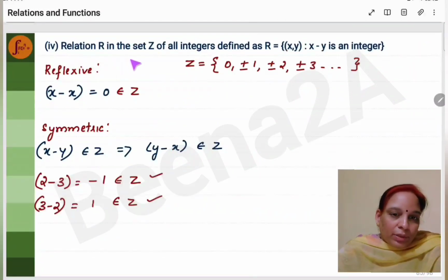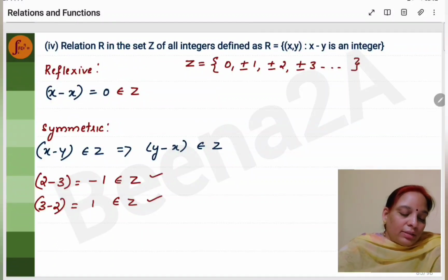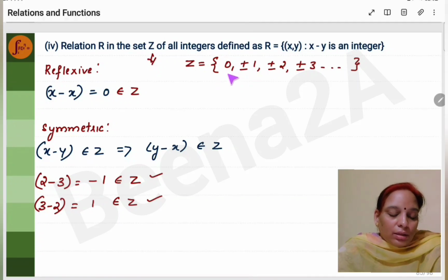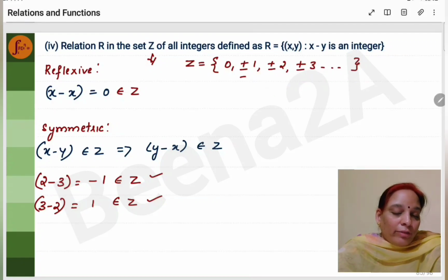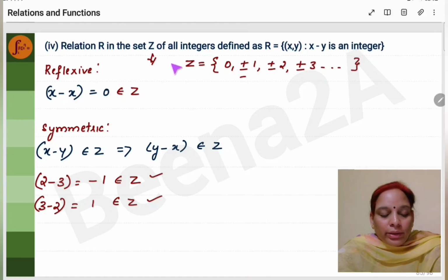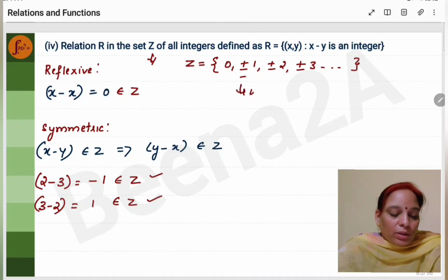Now let's take this particular example. Relation R in the set Z. Z is the set of all integers. Integers are numbers from 0 to infinity. It can have both plus and minus, both positive and negative numbers. Plus 1, minus 1, plus 2, minus 2, plus 3, minus 3. But it will not have decimal numbers. It will be whole numbers. Integers are always whole numbers, they don't have decimals in them. So that's what an integer is.